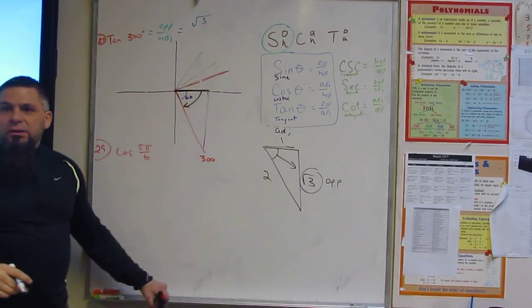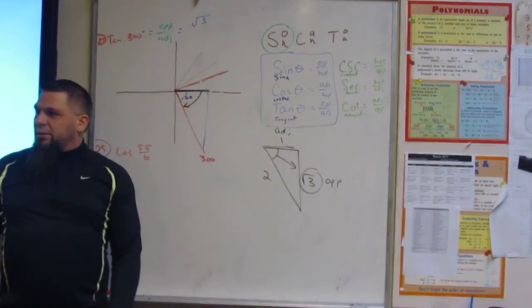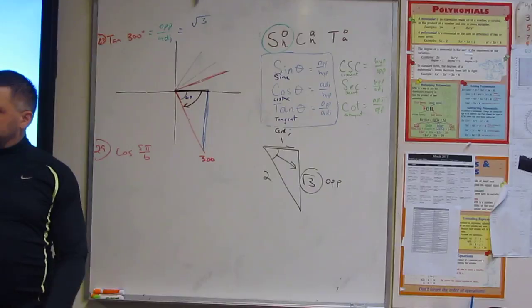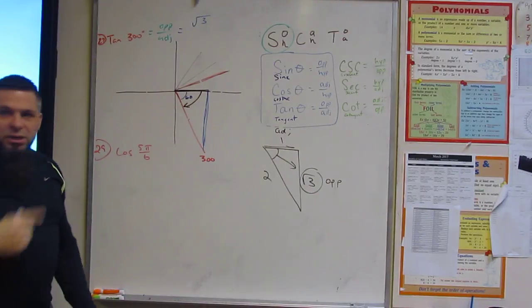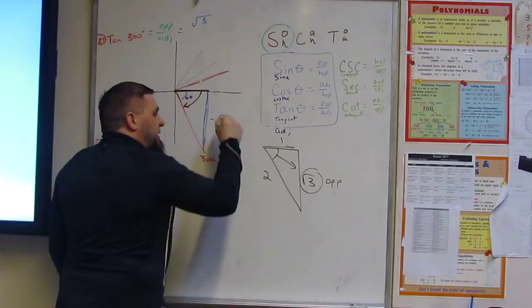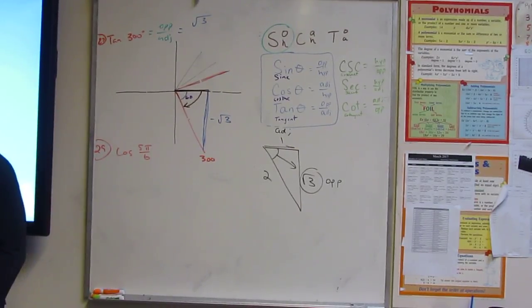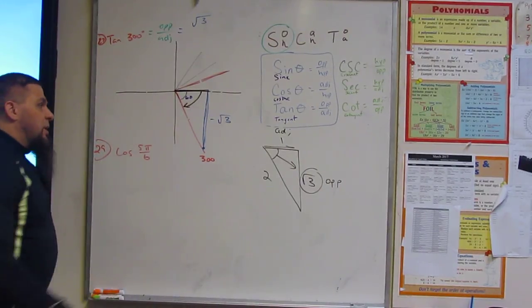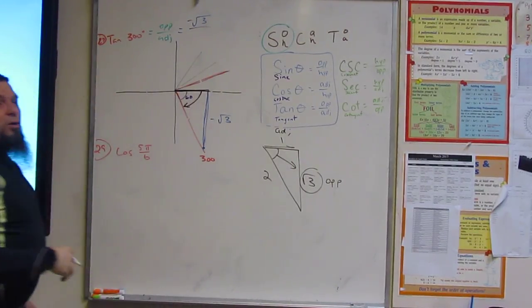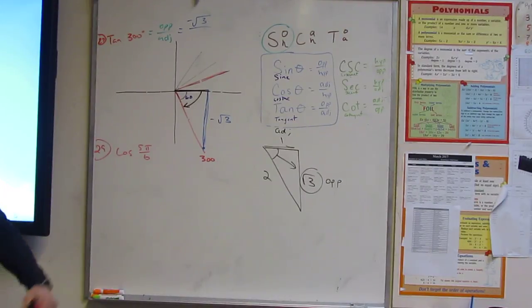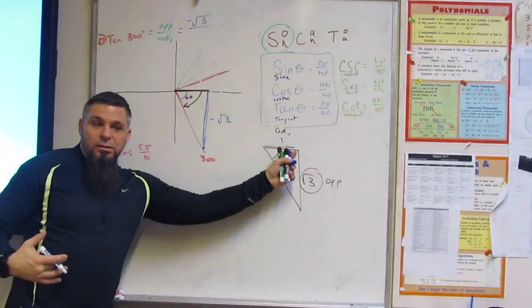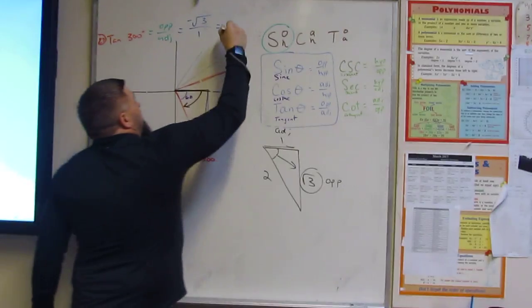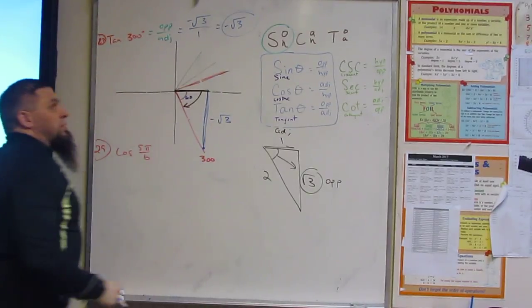So what's going on here is it's 1, so this is equal to opposite is square root of 3. But wait a minute. This is going down, isn't it? Isn't this length going down in the xy quadrant? So therefore, this is negative square root 3. This point right here is negative square root 3. So it's negative square root 3 over adjacent, which has to be 1. So this is really equal to negative square root of 3.